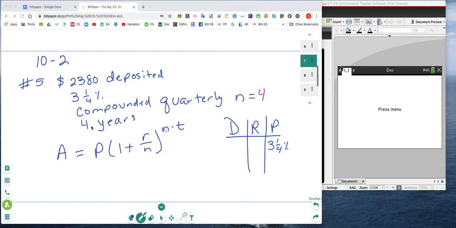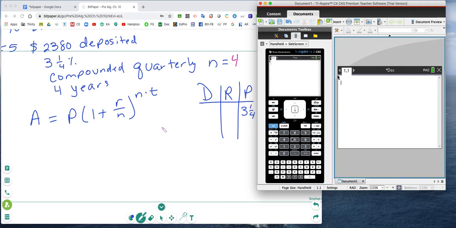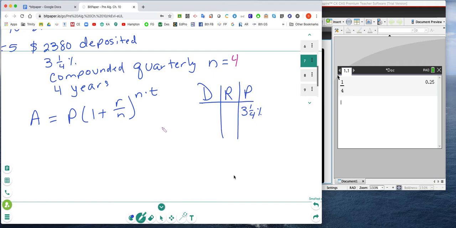So the first thing that we're going to do is figure out what our rate is. So for our rate, we're going to come over here to our Dr. Pepper chart. And the first thing that we're going to do is get rid of this fraction. So we're going to divide, control, divide 1 and 4, control, enter, and that gives us 0.25. So we know that this can also be written as 3.25%.